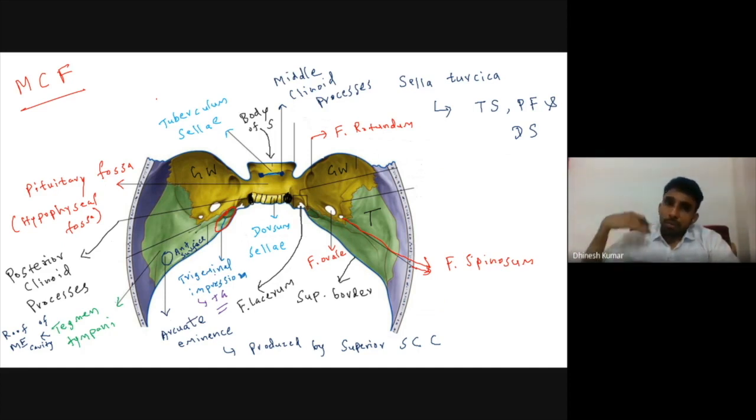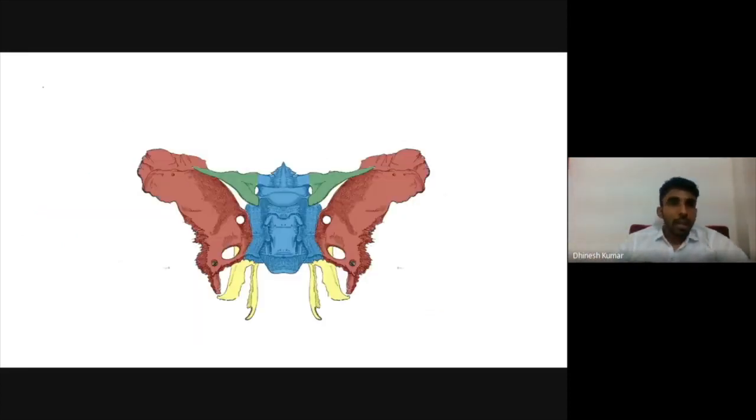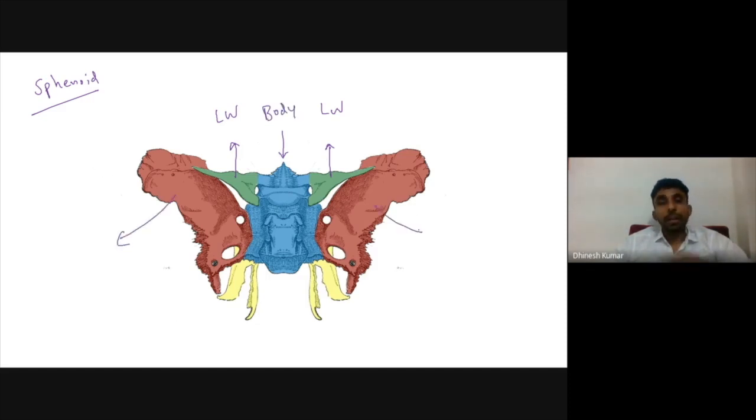Now let's talk about the important features of the sphenoid bone. Take care of this one. This is the sphenoid bone. You know the various parts of the sphenoid bone, isn't it? This green color represents the lesser wings of the sphenoid bone. And this blue color represents the body of the sphenoid bone, and on either side of the body we have the greater wings of the sphenoid bone.